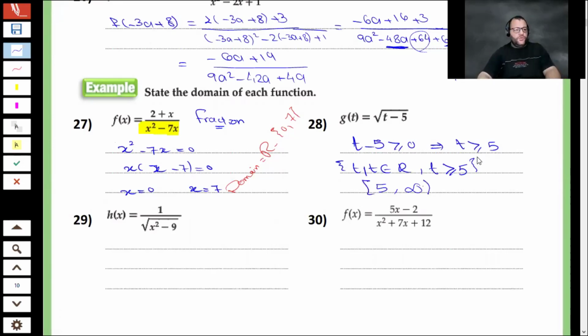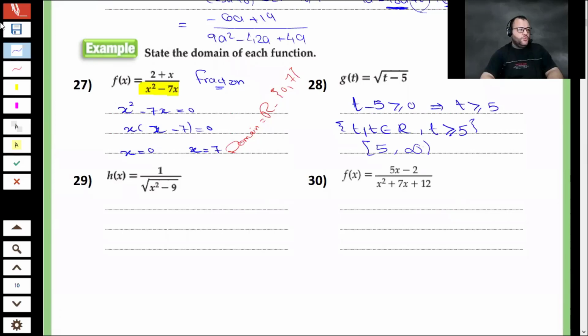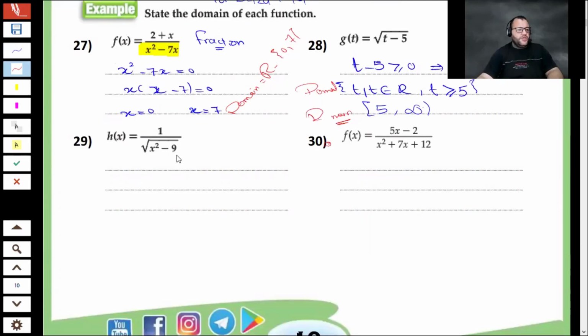So we can write a domain in one of two ways. If you remember the interval, that's what we explained yesterday. That's the domain. So we can write it in two ways. So what is the difference between number 28 and number 29?